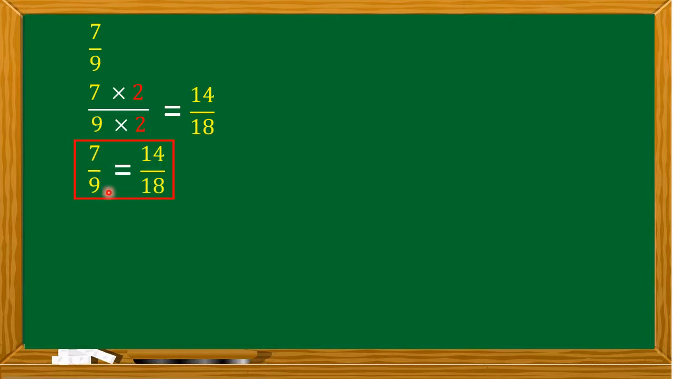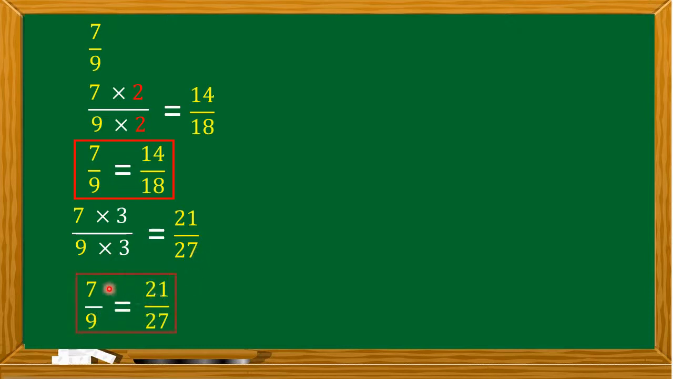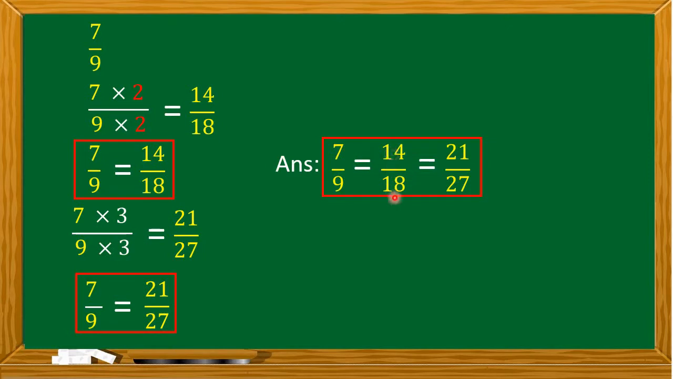Let us find out one more equivalent fraction of 7 upon 9. Now let us multiply this fraction by 3. So we get 21 upon 27 as the second equivalent fraction of 7 upon 9. So here we get 14 upon 18 and 21 upon 27 as the equivalent fractions of the fraction 7 upon 9.